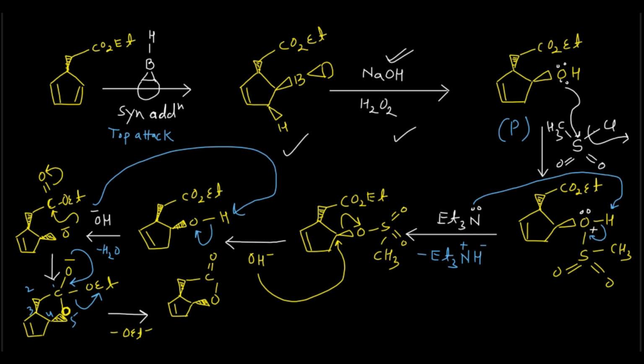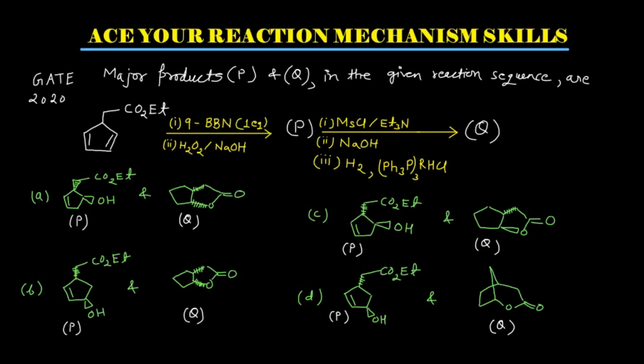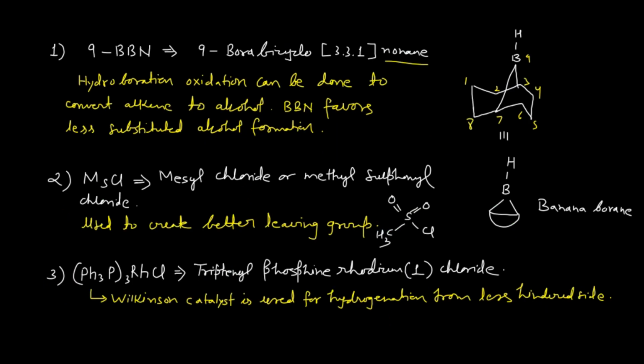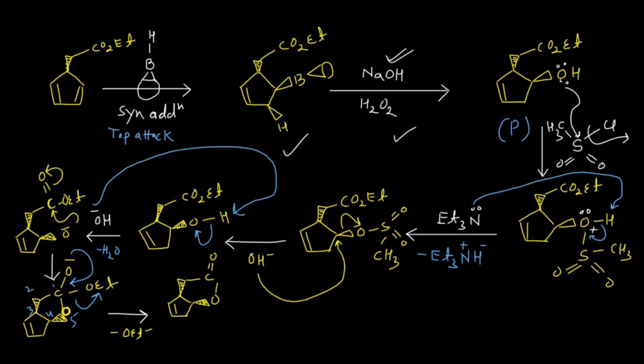So up to this point we have done, and now if I go back, again it is very important to see the question again and again. This I have done, this I have done, now I am left with the hydrogenation reaction only with the help of the Wilkinson catalyst, and I already explained the role of the Wilkinson catalyst. So here I'll do the hydrogenation, that is H2 in presence of Wilkinson catalyst.